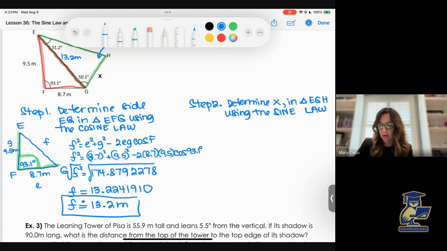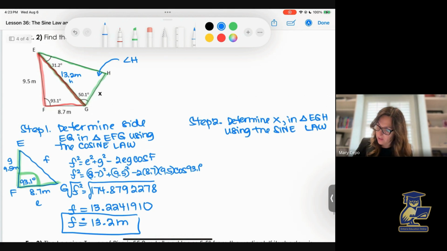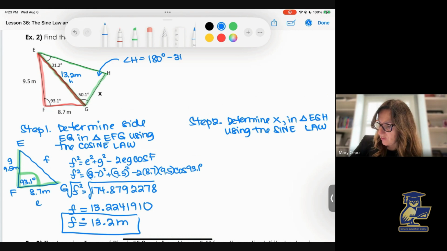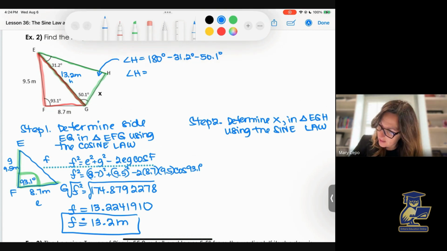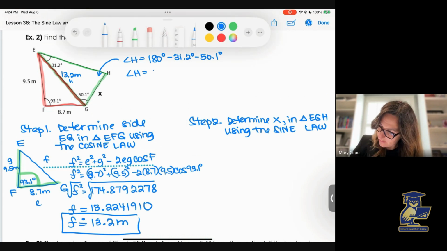Now, in order to figure out what side x is, we do need the angle opposite side, in this case, side H. So with that in mind, we need to figure out H. We can use that all the angles in a triangle have to equal 180. So using the angle sum of a triangle theorem, we can take 180 minus 31.2 degrees minus 50.1 degrees. So angle H is equal to 180 minus 31.2 minus 50.1, which would be 98.7 degrees.